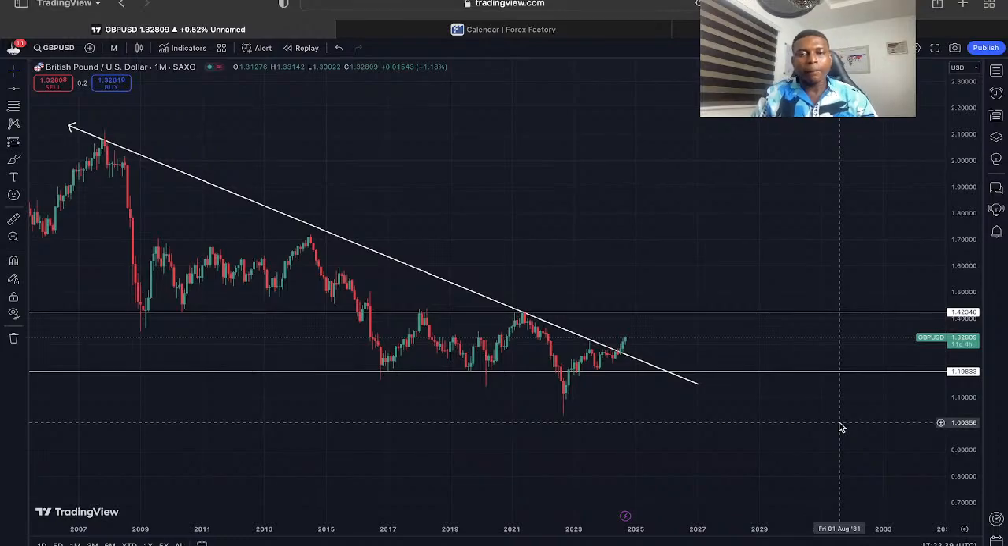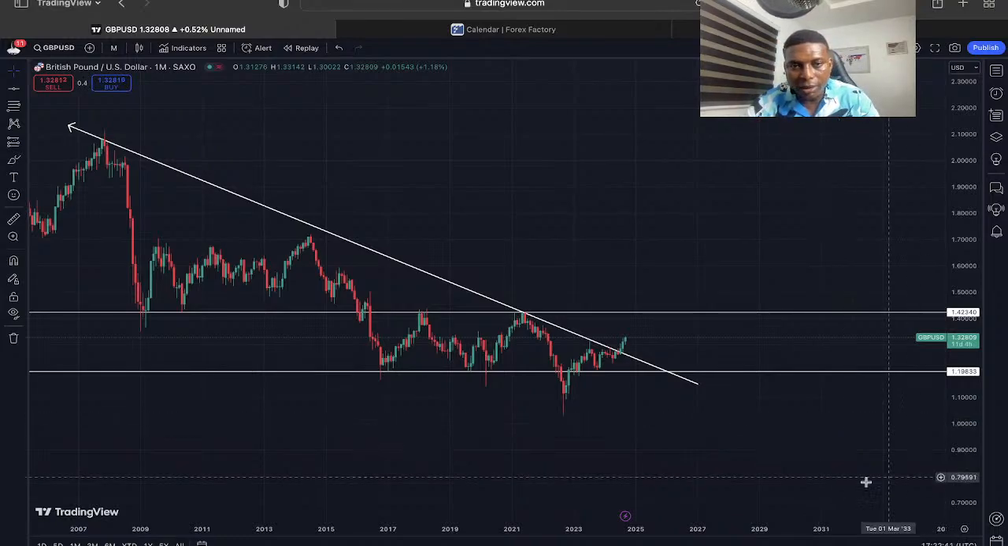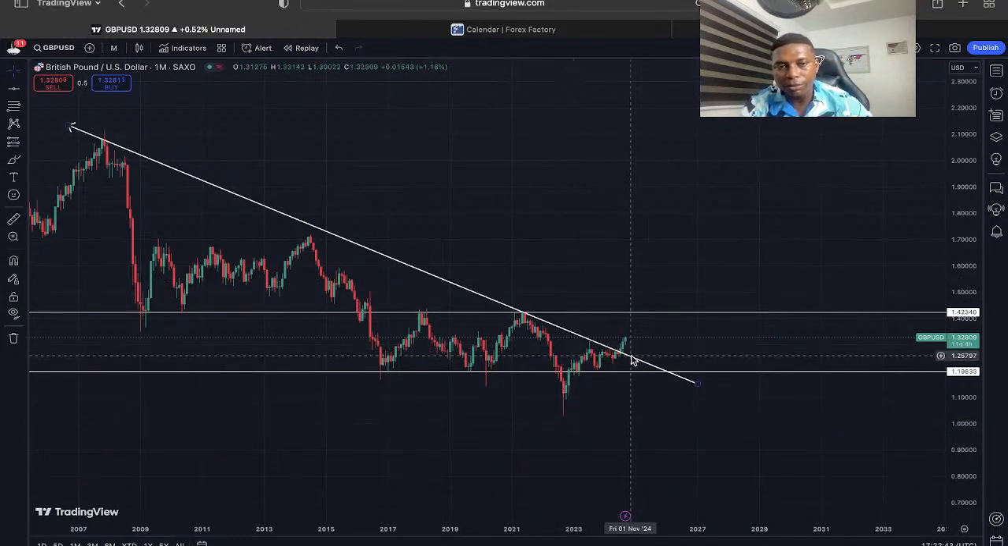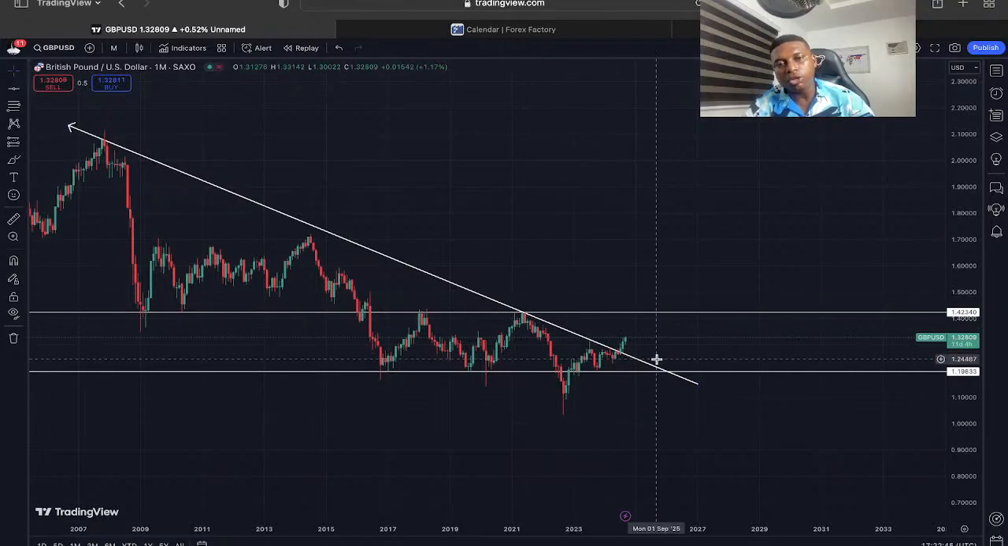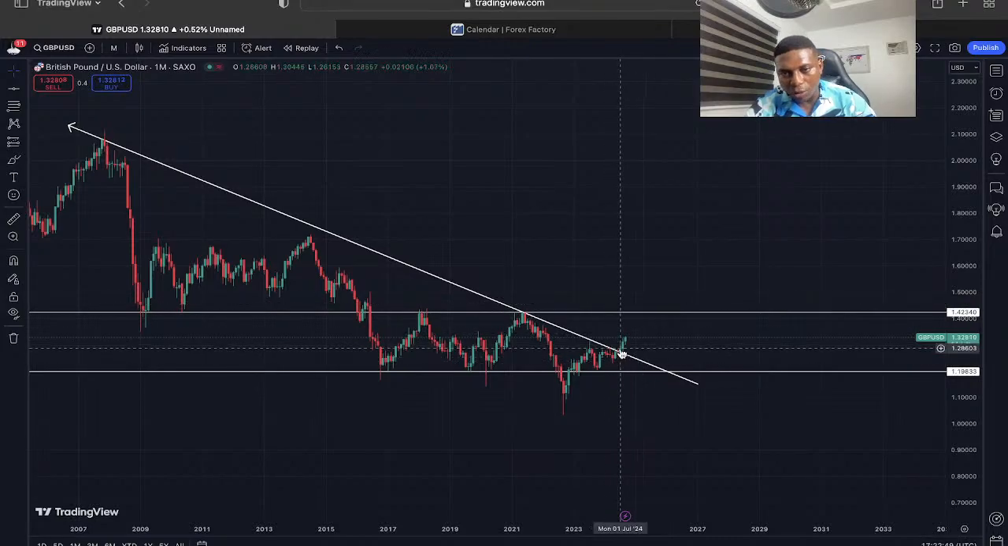We can see here that on the monthly time frame, the downward structure has been broken. There is a breakout of the downward structure, and that breakout even happened in August. So August saw that major breakout, and September is riding on that momentum.